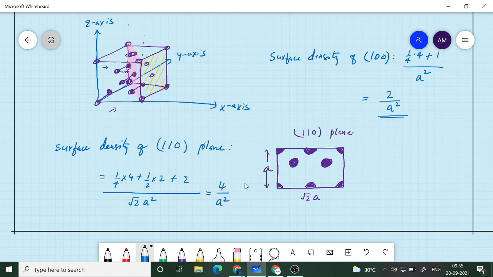So 4 by root 2 a square, which you can write also as 2 root 2 by a square.